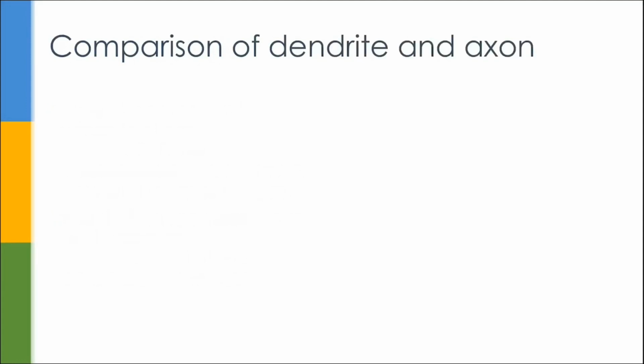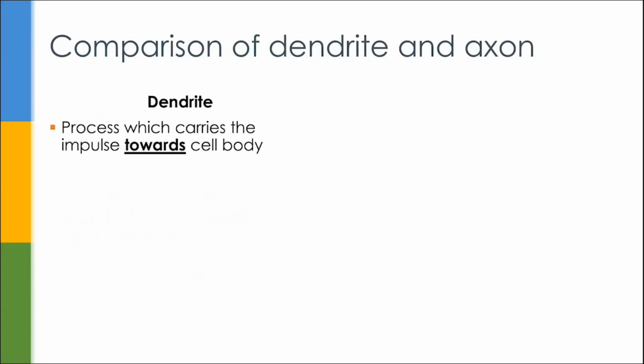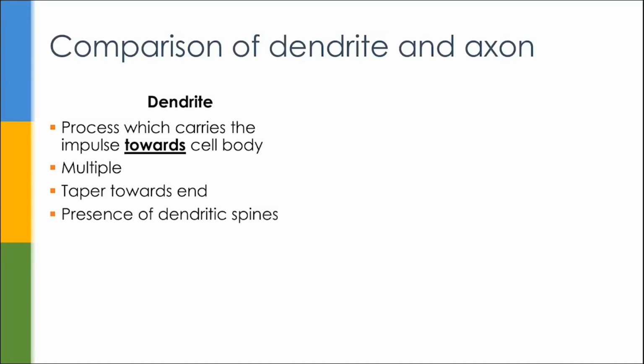Let's try to compare the features of a dendrite and an axon. Dendrites, as we learned, essentially are the processes which carry the impulse towards the cell body. Dendrites are present in multiple numbers, they are not single. The shape of the dendrite appears to taper towards the end where the dendrite branches. The external surface of a dendrite is not smooth, but instead has projections which are referred to as dendritic spines. They contain the majority of the cytoplasmic organelles present in the cell body, including Nissl substance.